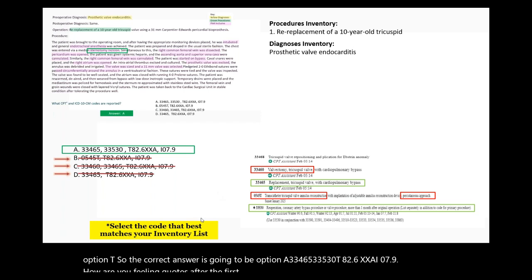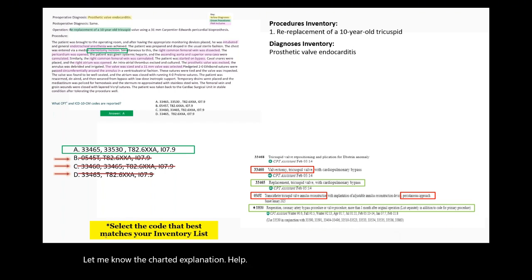scenario? Let me know in the chat. Did the explanation help? Great, great, great. Okay, thank you for letting me know. And let me move on to the next scenario.